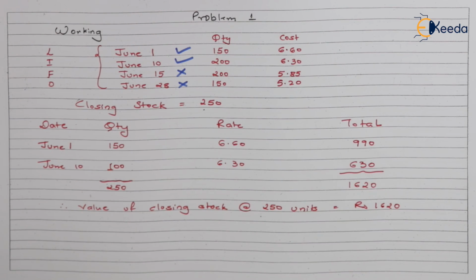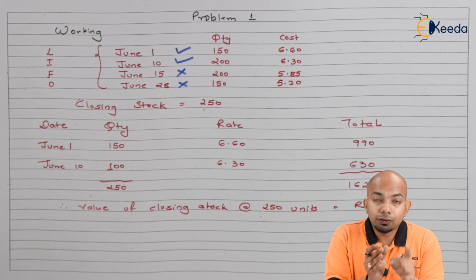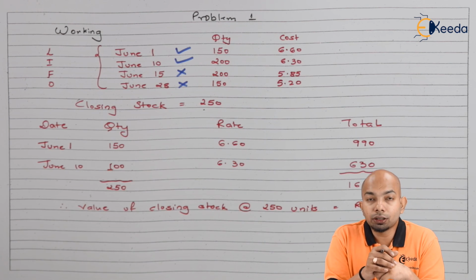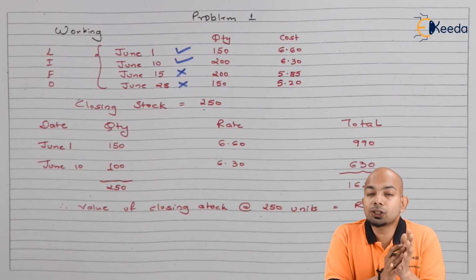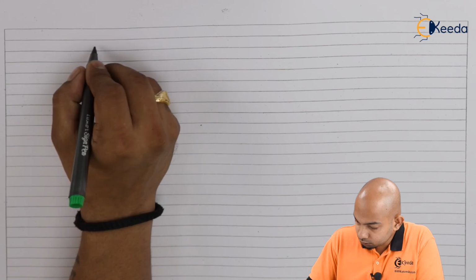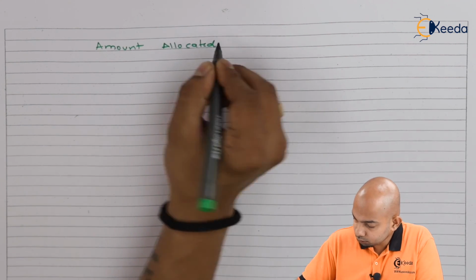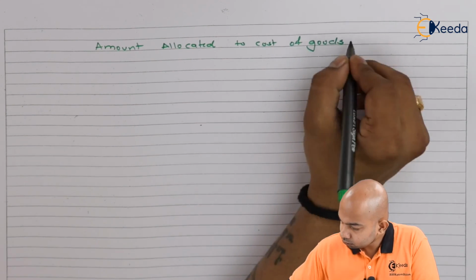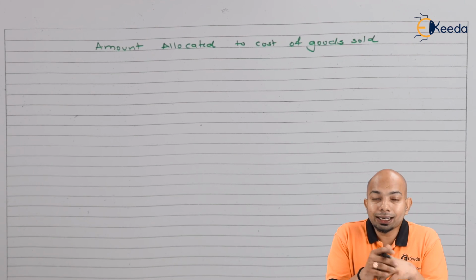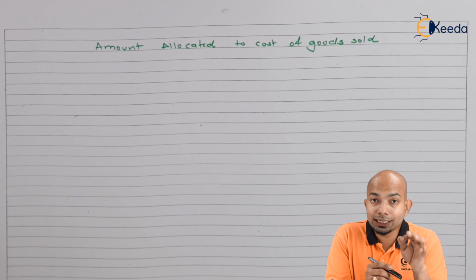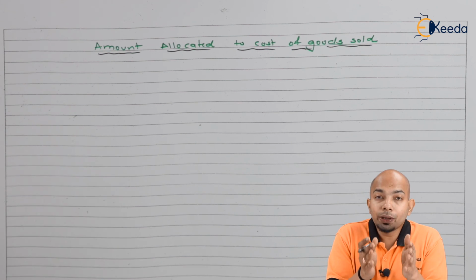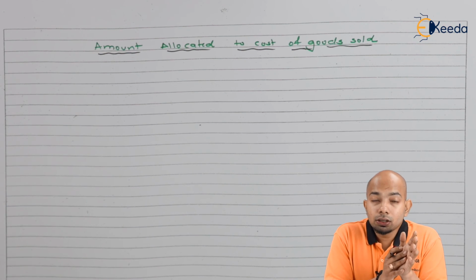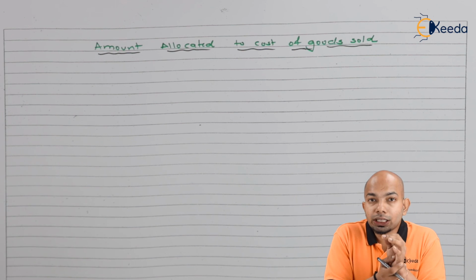So now that requirement A has been fulfilled, we have to figure out requirement 2 here. That means requirement B as mentioned in the question. So requirement A, value of closing stock as per LIFO method, has been figured out. Now requirement B states that we have to figure out the amount allocated to the cost of goods sold as per the FIFO method. That means what we have to figure out is how many goods have been sold out. So again we'll mention the date, quantity, rate and amount.